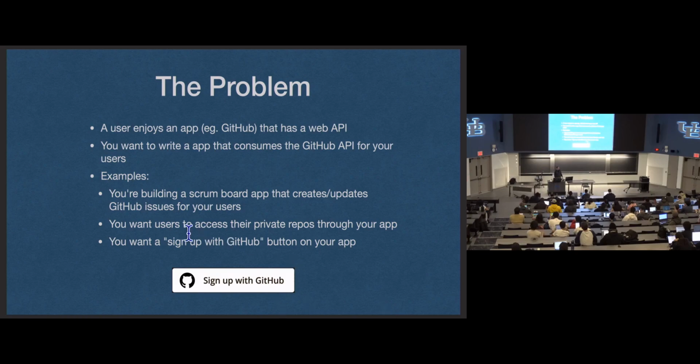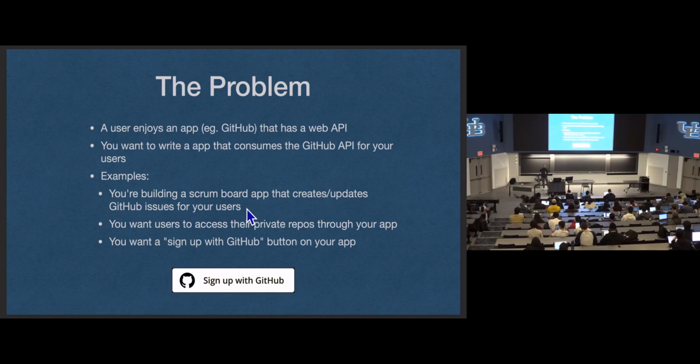And we use this a lot. Whenever you've seen a sign up with X button on any app ever, log in with Google, log in with Facebook, sign up with GitHub, that's OAuth 2.0 in action. So how do we build something like this? How do we build an app that's going to be a Scrum board app that's able to create and update GitHub issues for your users?